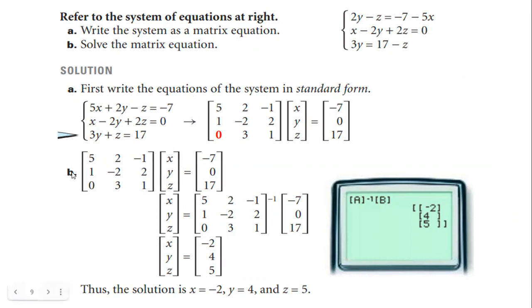And then we're going to use that answer for part B, where we have to solve the matrix equation. And we're going to use the inverse of the first matrix and multiply it by the third matrix. And when we simplify, we get x, y, z equals -2, 4, and 5. Thus, the solution is x equals -2, y equals 4, and z equals 5.